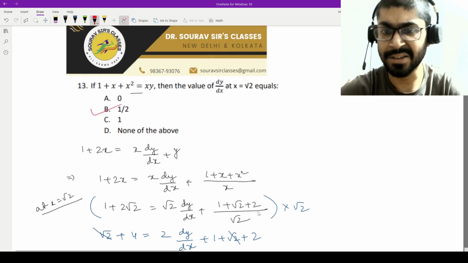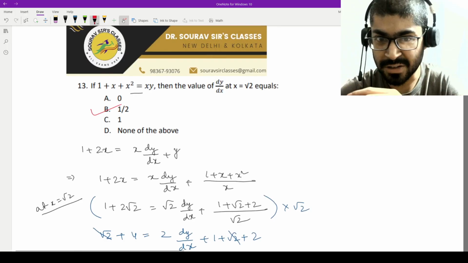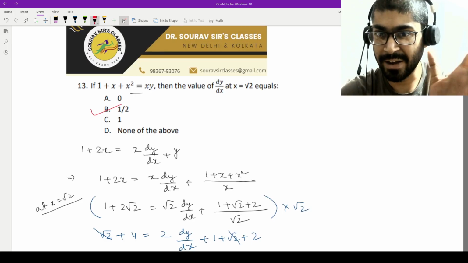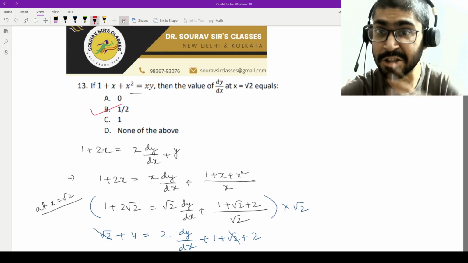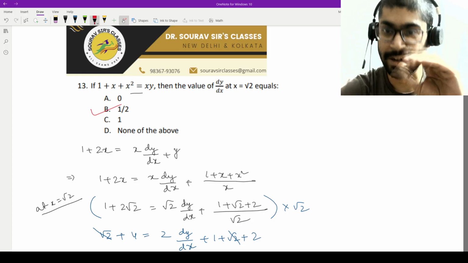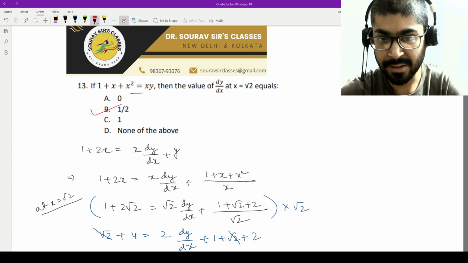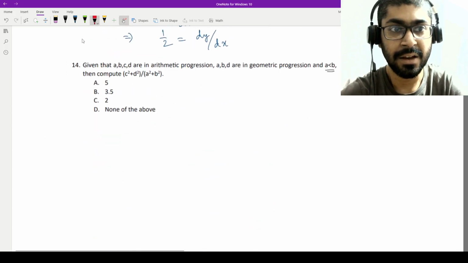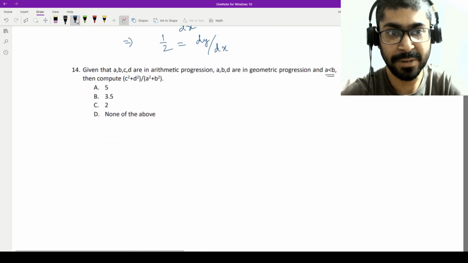Okay, very simple. No need to arrange it in some sort of an elegant way. No need to find the value of x. No need to do all these things because this is not a theoretical question. This is a practical question. You just have to place the value of x as root 2 and get the answer and be done with it. Okay, moving on. Next, given a, b, c, d are in arithmetic progression.